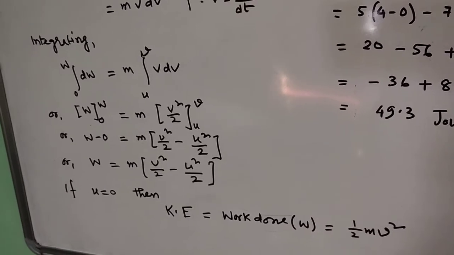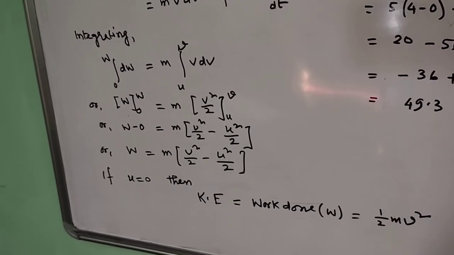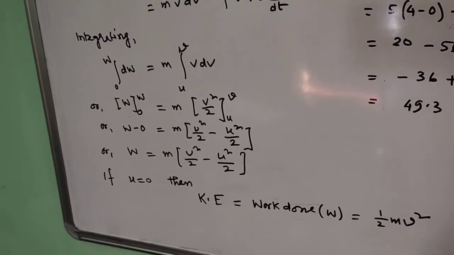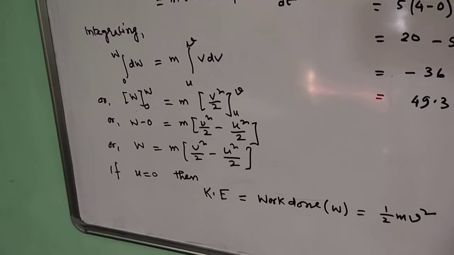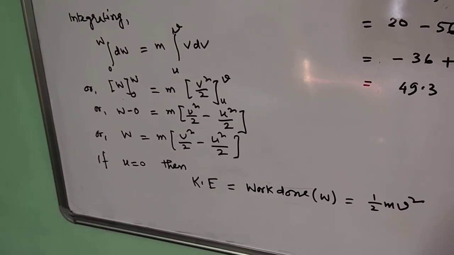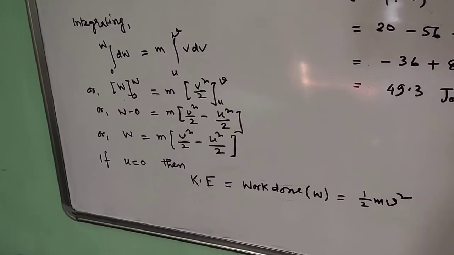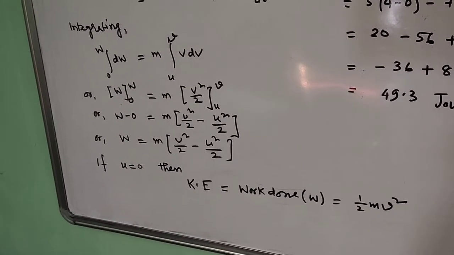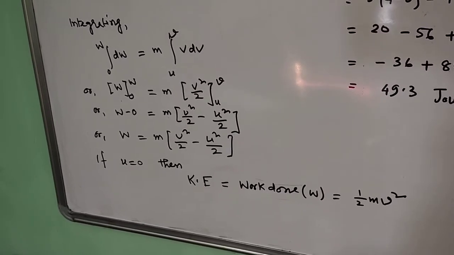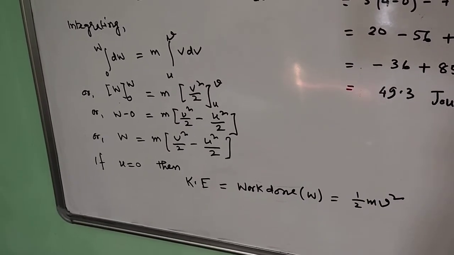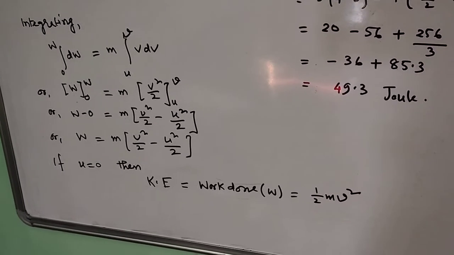If someone asks you to define the work energy principle, you can define up to this much. But if someone asks you for the kinetic energy, then you have to use this limitation: if u equals 0, then kinetic energy equals work done. If the object is initially at rest and you do work, then the energy you spent for the work goes to the kinetic energy of the object, isn't it? So if u equals 0, then kinetic energy is equal to work done, W equals half m v square.